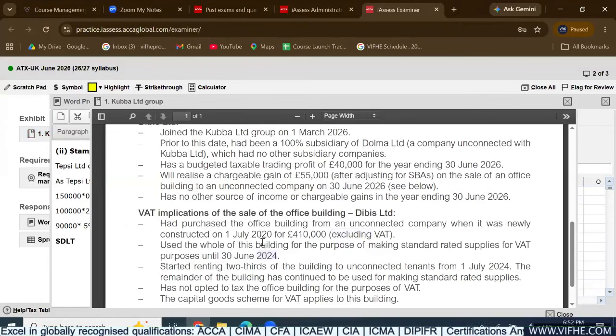So that would mean from July 20 to June 21, then June 22, June 23, and June 24. So for the first 4 years, there happened to be no issue, but starting from 1st of July 24, the taxable proportion got changed.